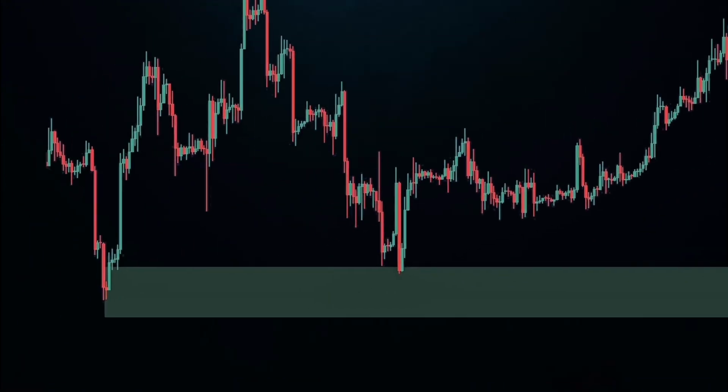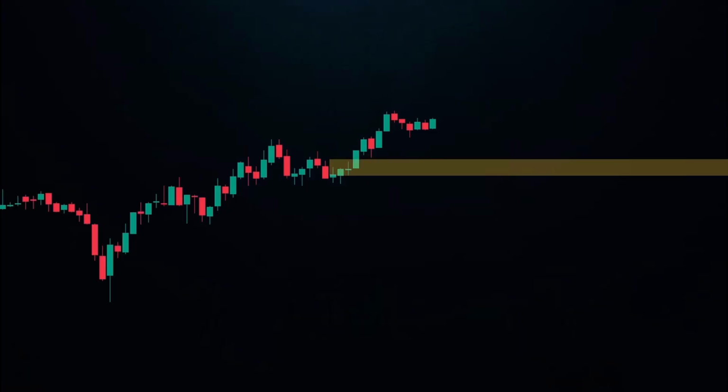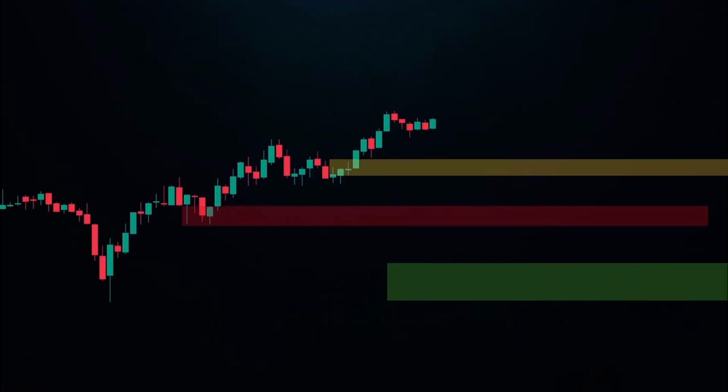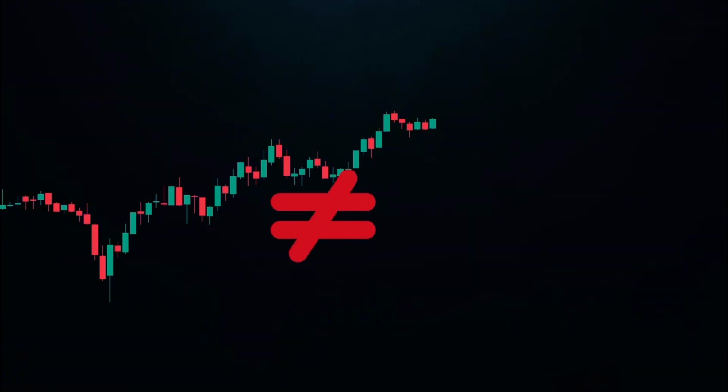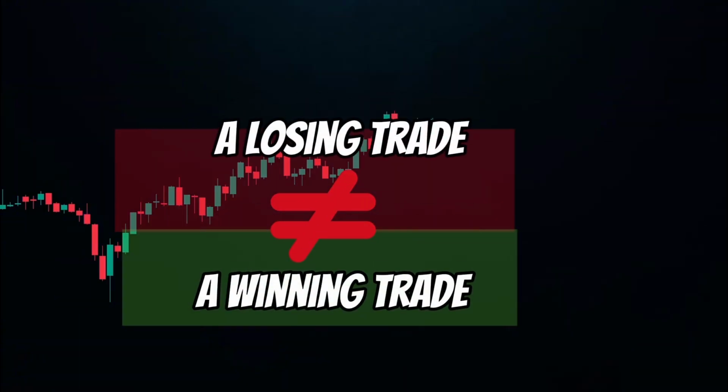But here's the problem. Not every zone is real. For example, an explosive downtrend, a supply zone, and a structure here. We need the price to break this structure to make the zone valid. But no, it doesn't. They're designed to trap traders. Now look at this chart with me. We've got demand here, and here, and here. So which one do we use? Because if you don't know the answer, that could be the difference between a losing trade and a winning trade.